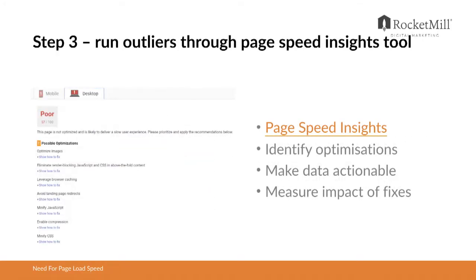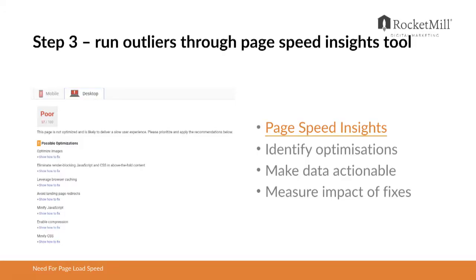Once you've got those pages isolated out, step number 3 is to run those outlier pages through Google's PageSpeed Insights tool. This is a really useful tool because it gives Google's standing on how good that page is from a page load perspective. It'll give a score for mobile and desktop out of 100, but it'll also give you some areas where you could look at optimizing. So it gives you actionable insight, and it's a really good starting point if you're not too sure where to start in terms of improving your page load speed.